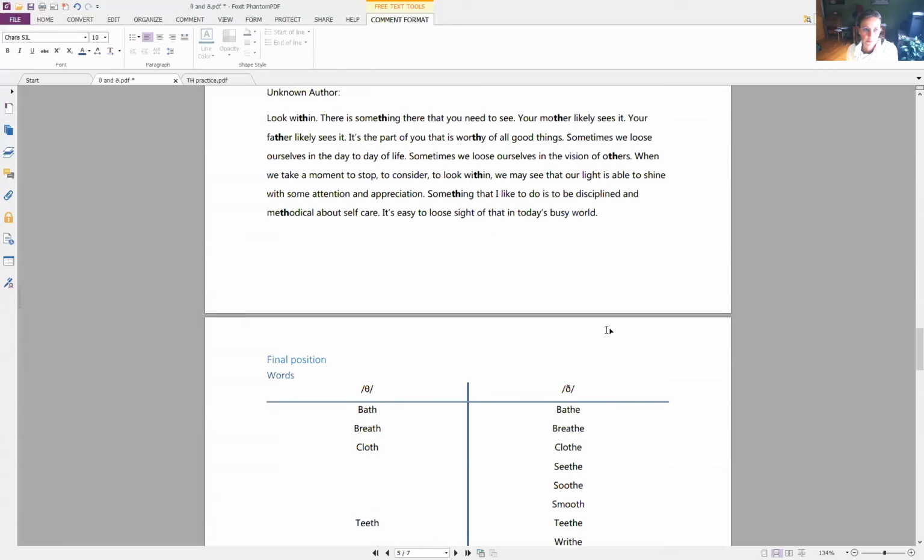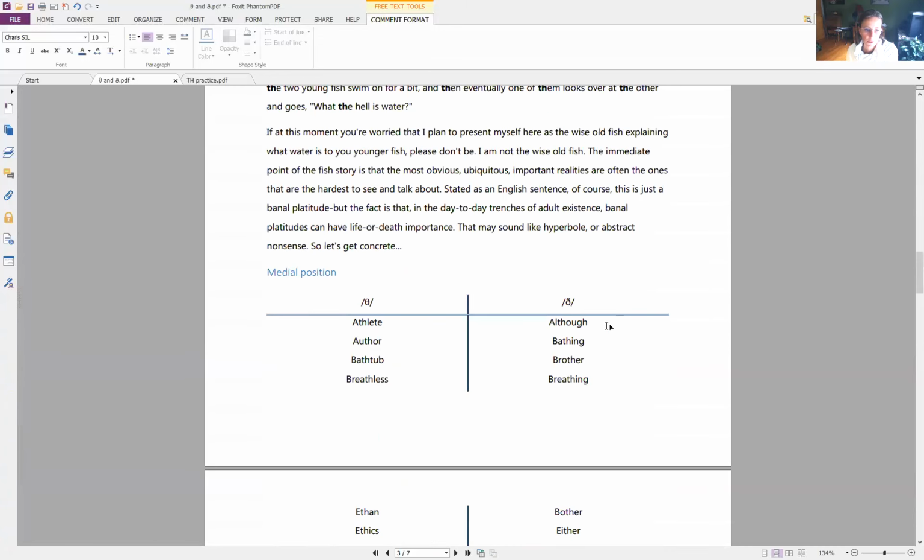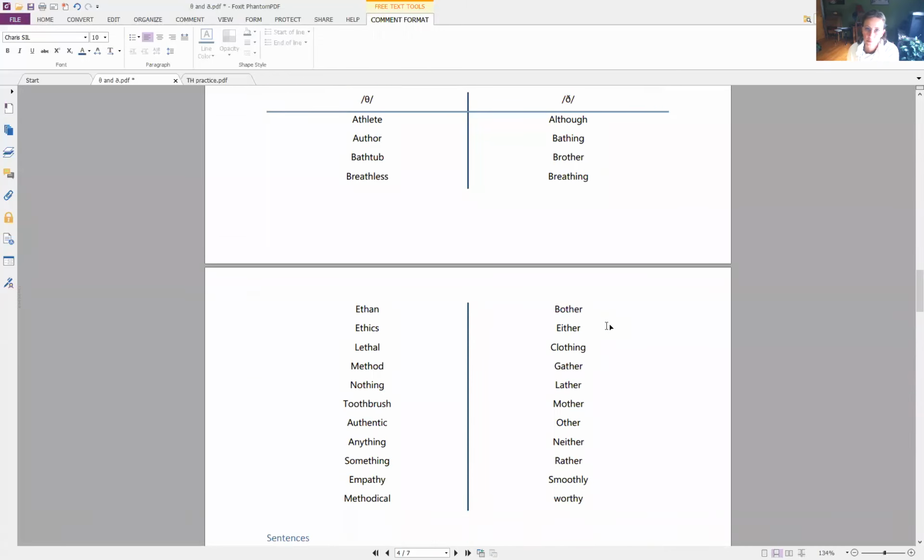Let's go back to medial. Medial is just the middle ones here. Same thing here. Athlete, author, bathtub, right? I have to pull back in for that T. Sometimes what you'll see is people pinch the TH position, bathtub. I'm pinching it to make it sound like a T without pulling my tongue in. It's a little bit of a cheater way to do that, which, you know, that's totally fine.